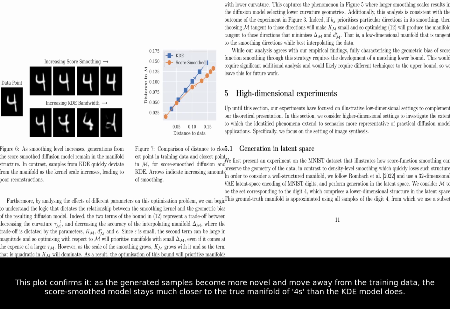This plot confirms it. As the generated samples become more novel and move away from the training data, the score-smoothed model stays much closer to the true manifold of 4s than the KDE model does.